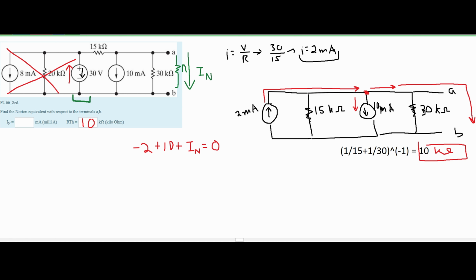We're going to add all these up, move the constants to the other side, and we're going to get that I of N is equal to negative 8. And this is in milliamps. This is also the answer for our current. That is how you solve this problem.